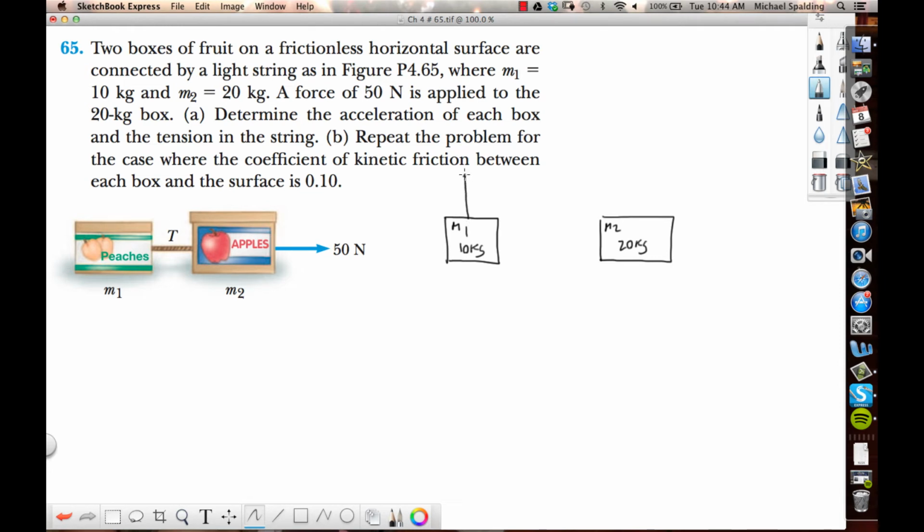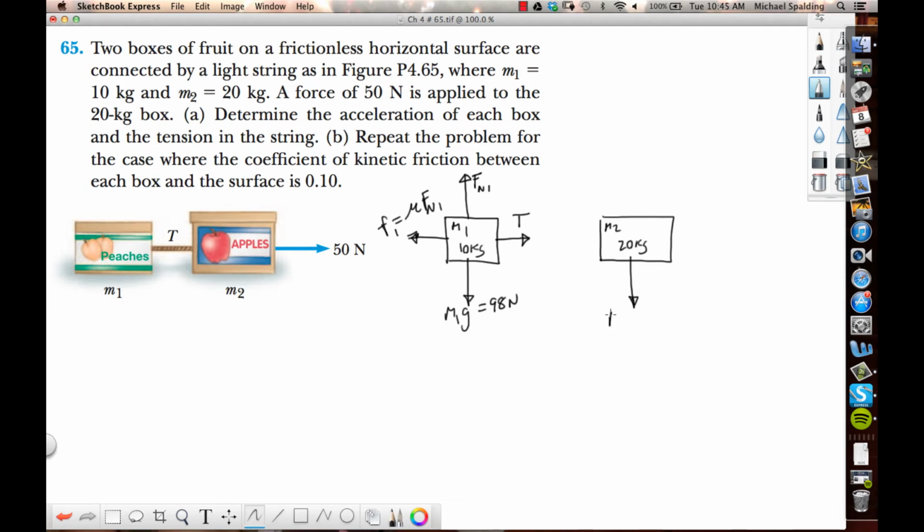We have normal force up, and I'm going to call that normal force 1, Fn1. M1g down, which is 98. What's pulling M1 to the right? Tension. And how about to the left? Friction. Friction is now present. So this is going to be friction 1, which equals mu times normal force 1. There are two different normal forces here: the normal force on M1 and the normal force on M2.